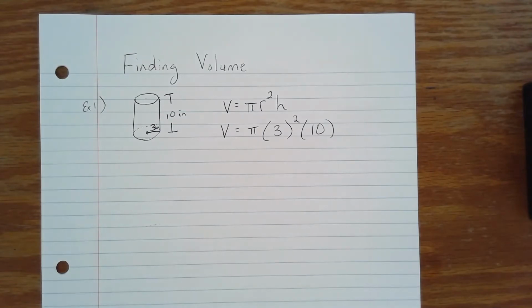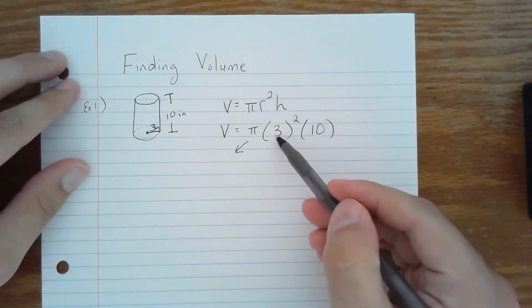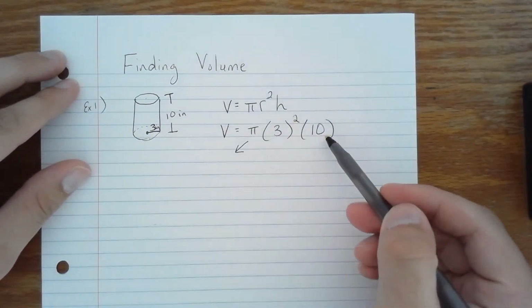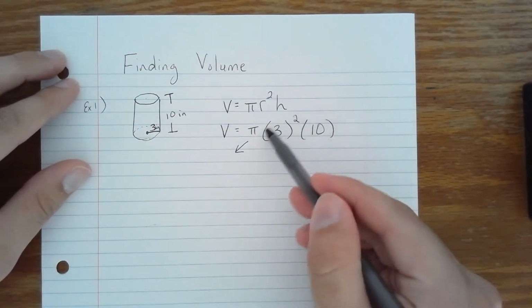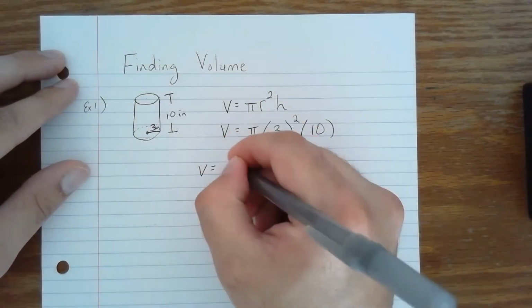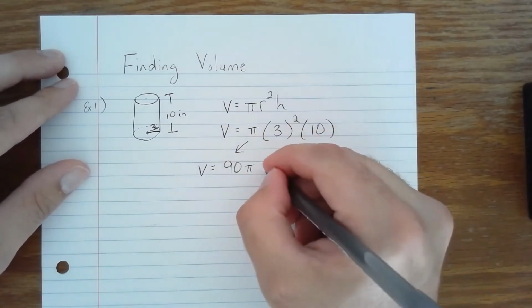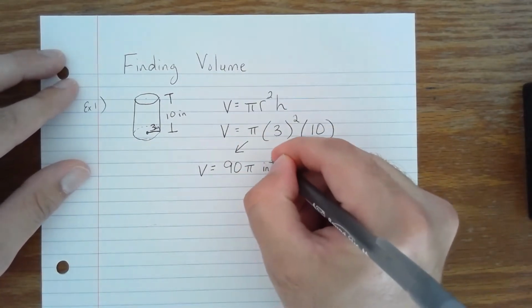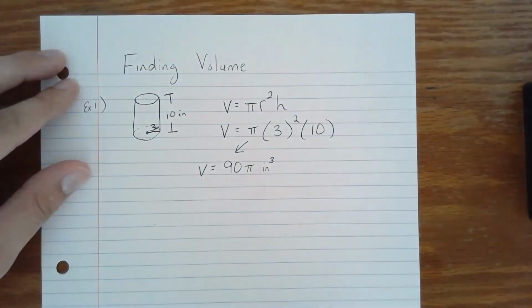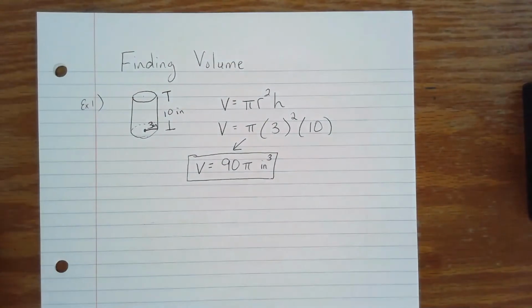My preference is to give an exact answer. So what I mean by that is that 3 squared is 9, times 10 would make 90. This whole chunk of numbers here is 90 times pi. So for me, I'm perfectly okay saying, oh, my volume is 90 pi cubic inches. Now this is read as cubic inches. Do be careful about that. But this would be what I refer to as an exact answer.